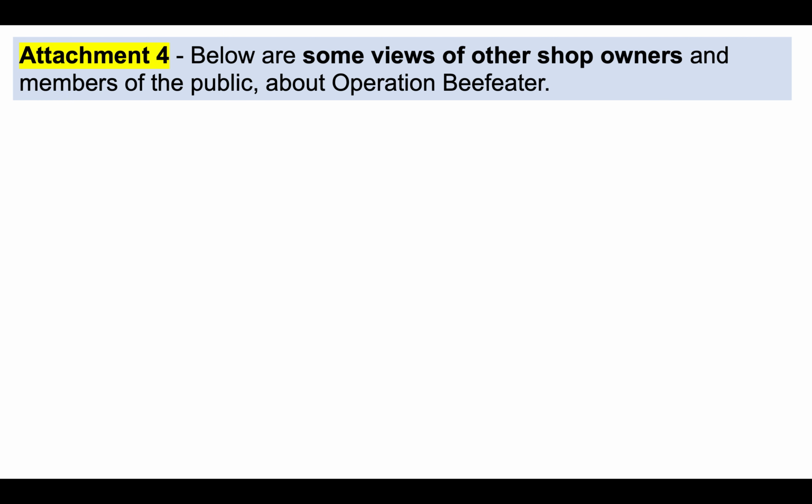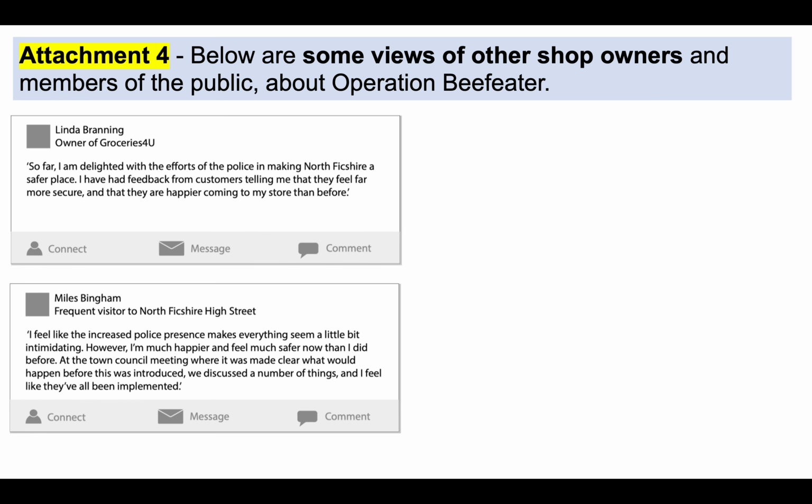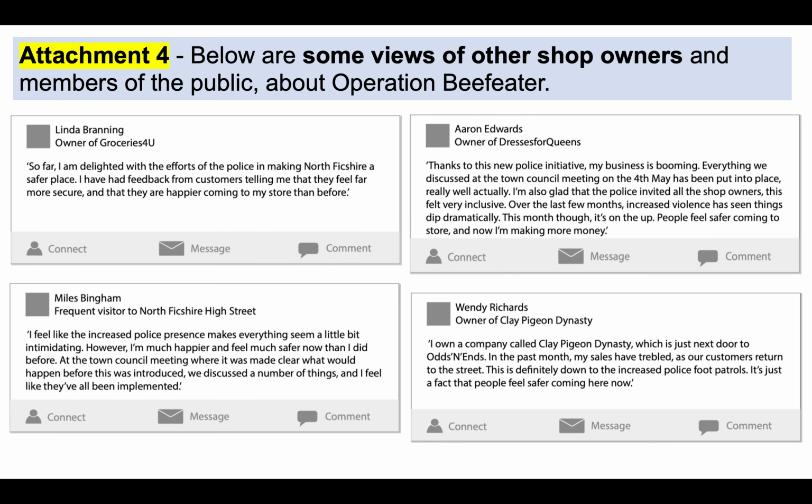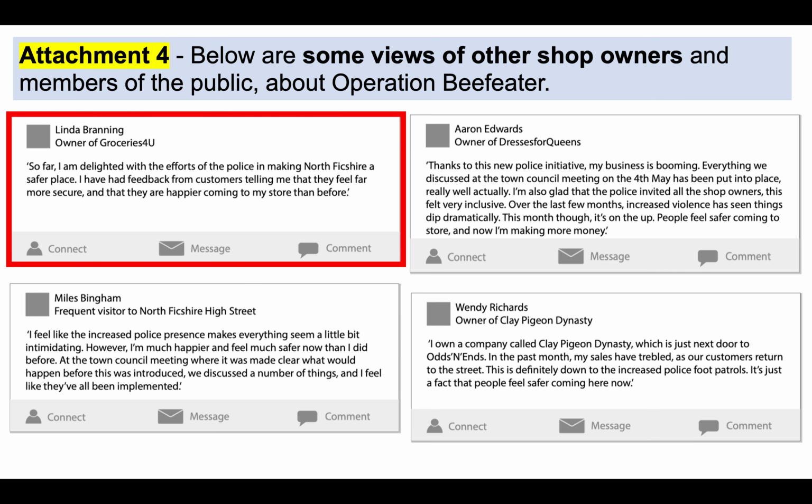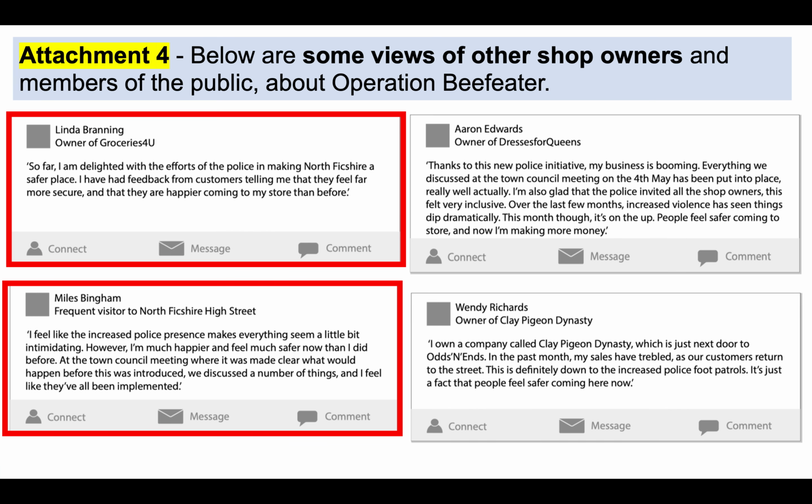We have another attachment. So below are now some views of other shop owners and members of the public about Operation Beefeater. So we've got 4 items here, and Linda Branning, who is the owner of Groceries for You, says, so far I am delighted with the efforts of the police in making North Fixshire a safer place. I have had feedback from customers telling me that they feel far more secure and happier. Miles Bingham, who is a frequent visitor to North Fixshire High Street, says, I feel like the increased police presence makes everything seem a little bit intimidating. However, I'm much happier and feel safer now than I did before.